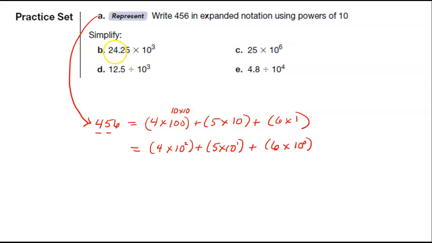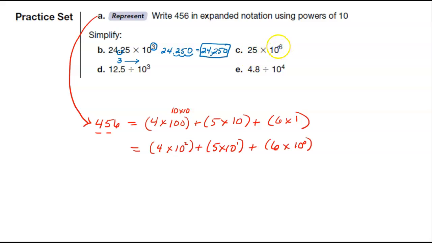B, it says simplify 24.25 times 10 to the third. So this tells me that I'm going to be moving my decimal place 3 places that way. So that looks like this. This is my original number. I'm going to move my decimal place 1, 2, 3. So I'm adding a 0. So my answer is 24,250.